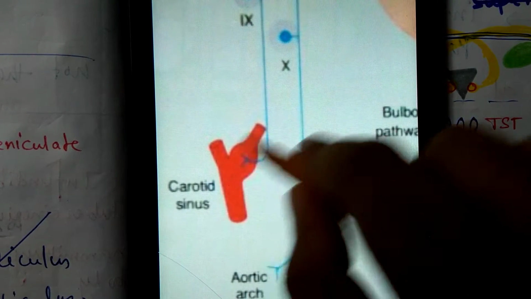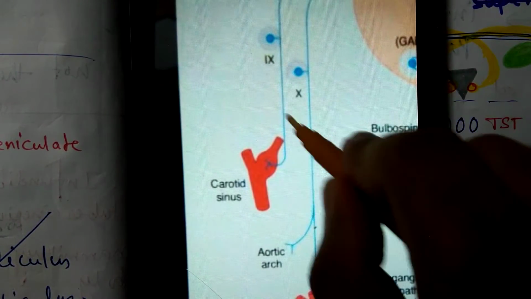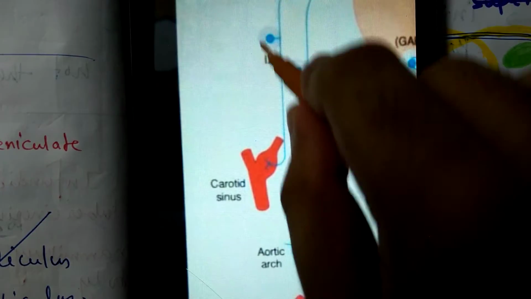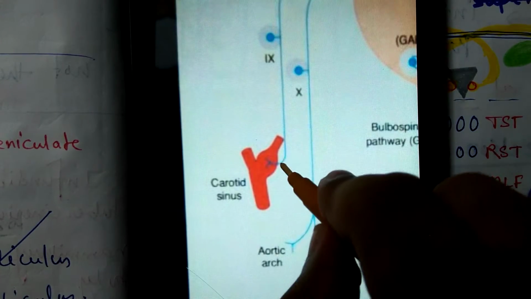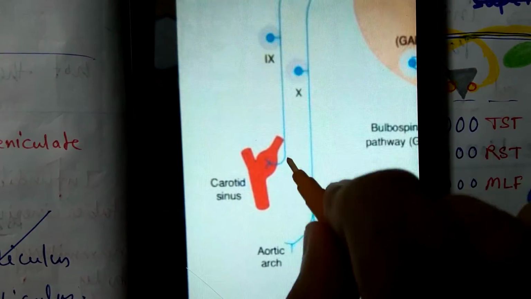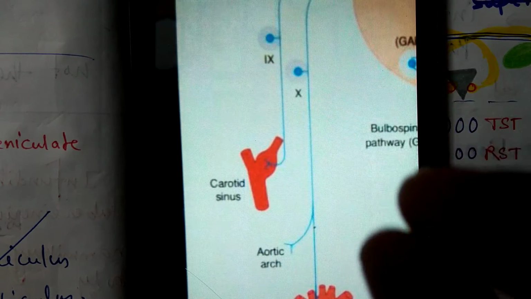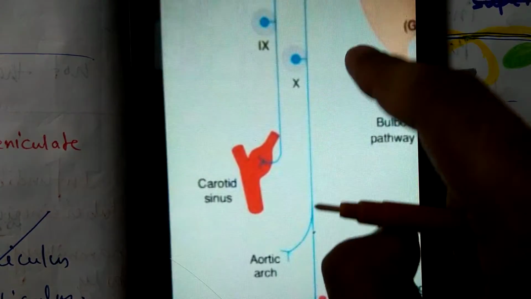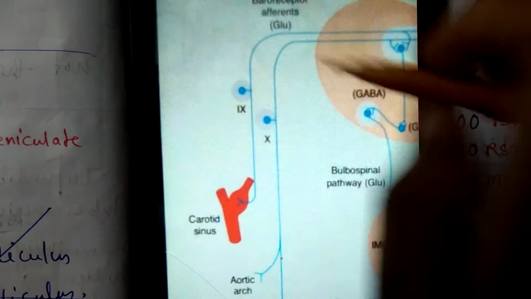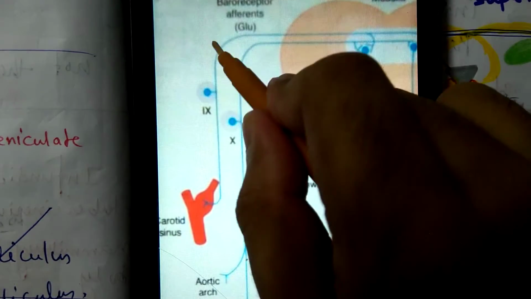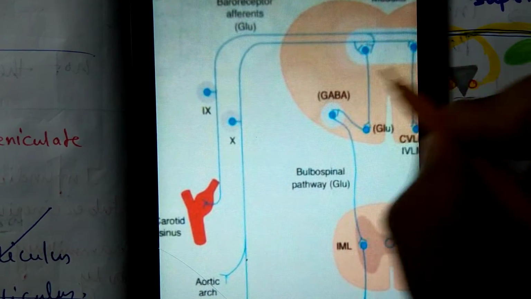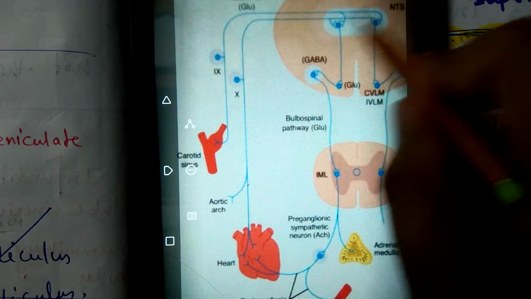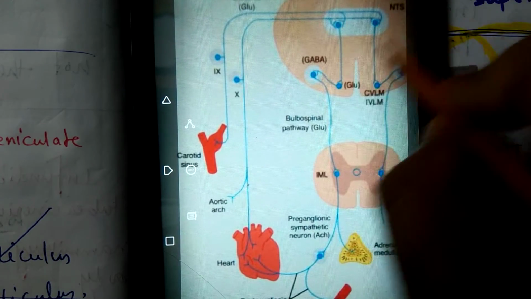And then the stretch sensation from this baroreceptor, which is located on the wall of the carotid sinus, is carried via the sinus nerve of Hering to the ninth cranial nerve. That means in between the carotid sinus and the ninth cranial nerve there is a small nerve called the carotid sinus nerve or the sinus nerve of Hering. Yes, and then from the ninth cranial nerve the impulse goes to the nucleus tractus solitarius area of the medulla. NTS: N for nucleus, T for tractus, S for solitarius.